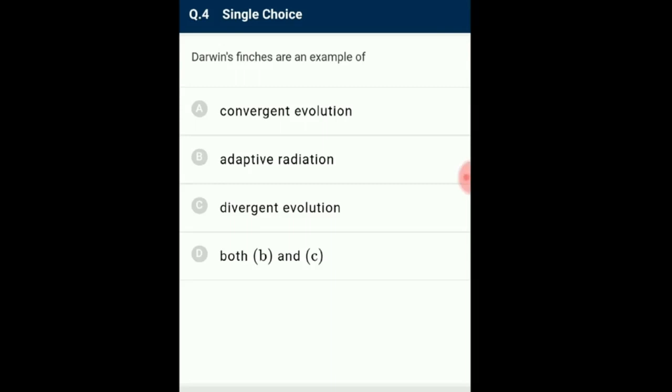Thus, the finches got adapted to the new habitat and habits. This is adaptive radiation. This was also an example of divergent evolution, as according to Darwin, these finches being similar had a common ancestor, but due to habitat changes got adapted separately. Hence, these finches are examples of adaptive and divergent evolution. So the answer for this question is option D, both B and C.